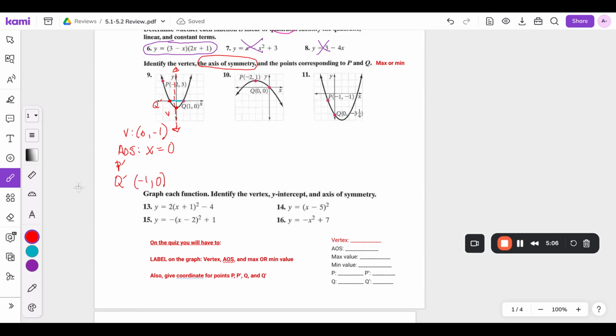All right, up here is point P. P is 2 units away from the axis of symmetry on the left. 2 units away from the axis of symmetry on the right gives us this point right here. And you're going to call that P prime, so that's point P, this is P prime, and give the coordinates of that point. The coordinates of that point happens to be x is 2, y is 1, 2, 3.